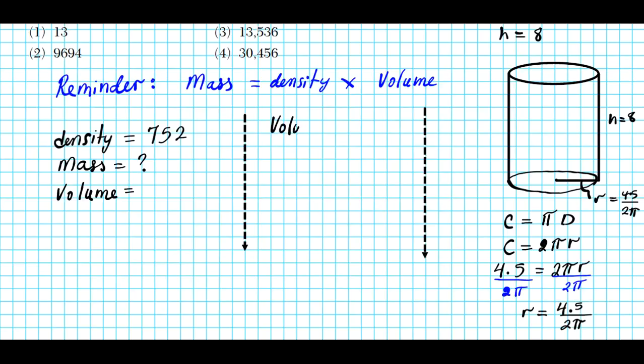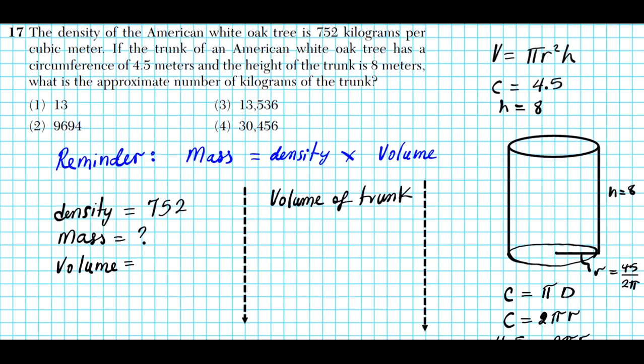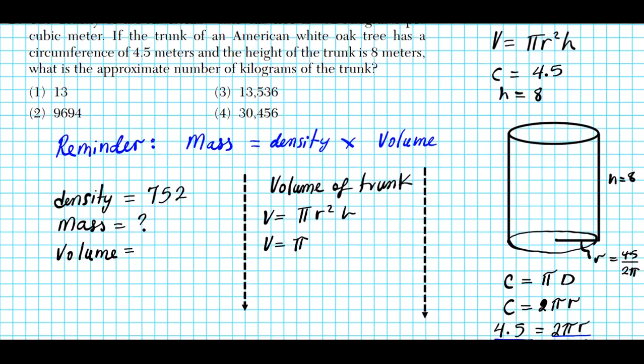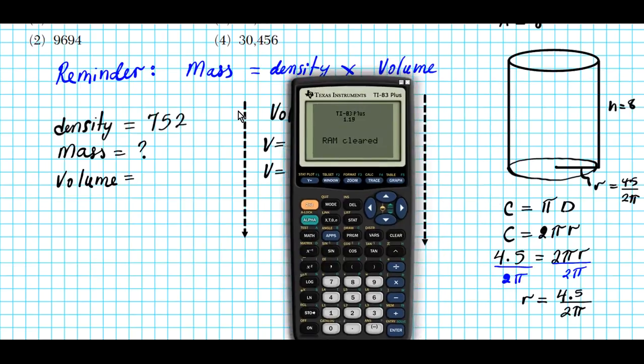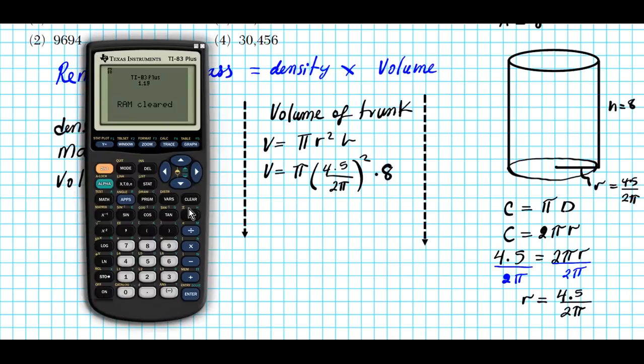So for the volume calculation, we're going to use the volume formula we stated earlier. V is equal to πr²h. So the volume here will be π times the radius squared. R squared is (4.5 divided by 2π) squared times the height, which is 8. So we'll plug that into the calculator. So we're going to have, let's see, π times 4.5 divided by 2π.